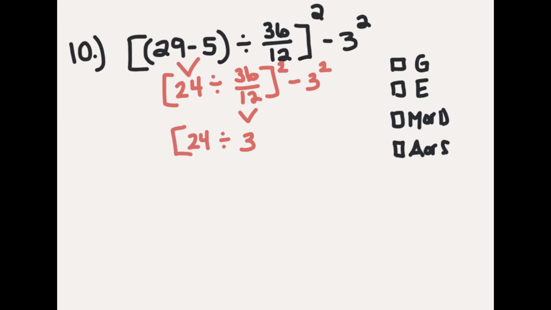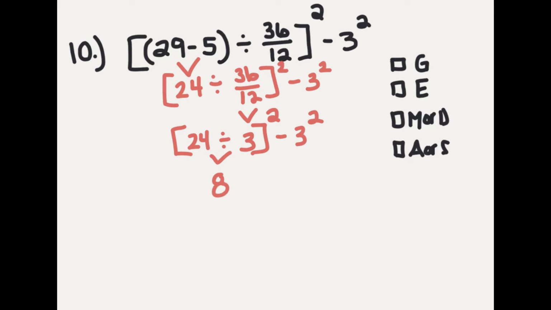My brackets still have to stay on. Can't forget to square what's in the grouping. There we go, and start again. I can't check off grouping symbols yet, so I'm going to go right back into them. 24 divided by 3 is 8.